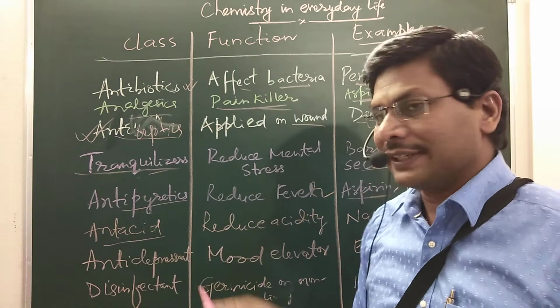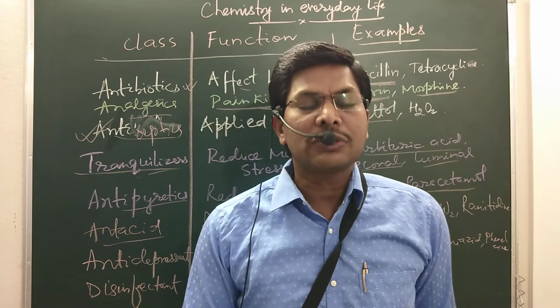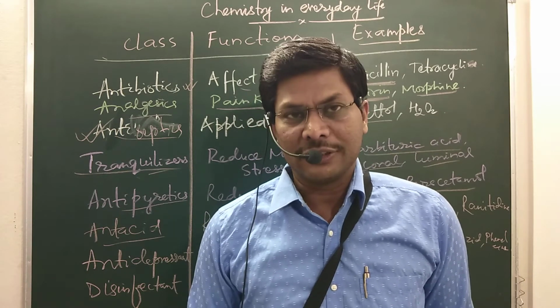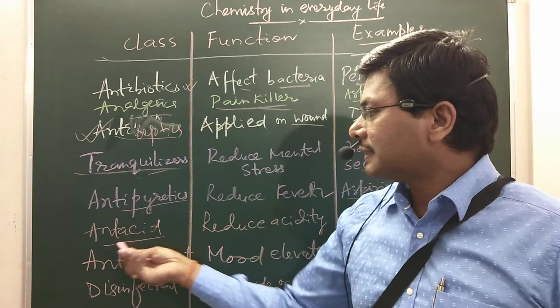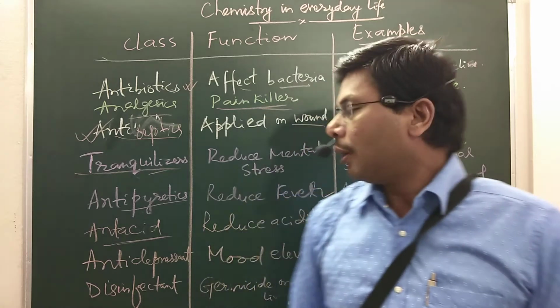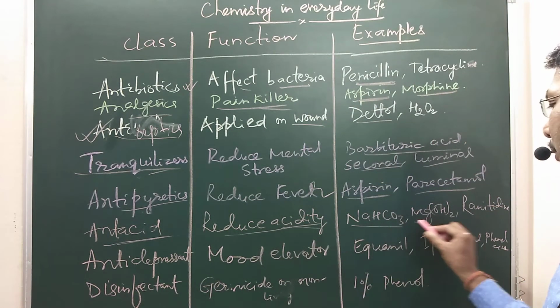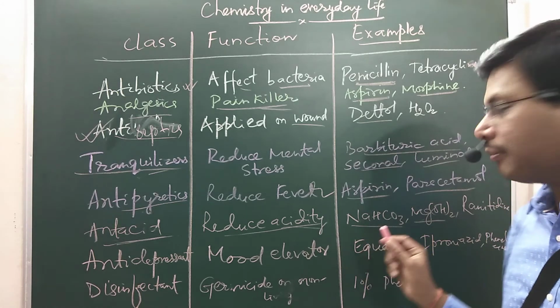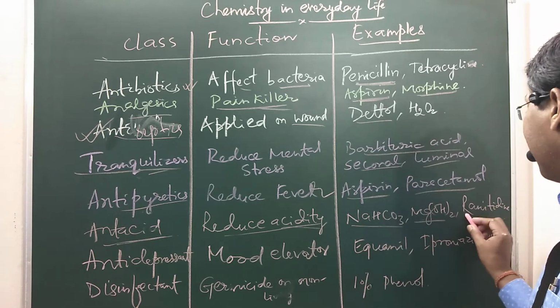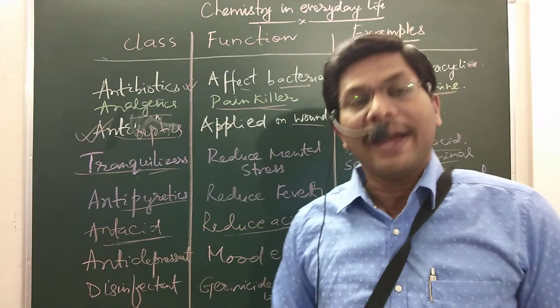Now coming to antacids. Sometimes, due to our poor eating behavior, the stomach gets a lot of acid formation. Antacids are drugs which reduce or neutralize the excess acidity of our stomach. Examples are sodium bicarbonate, magnesium hydroxide, also called milk of magnesia, aluminum hydroxide, ranitidine, cimetidine. These are a few of the drugs used as antacids.